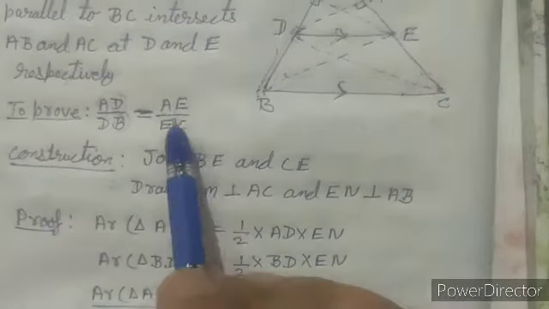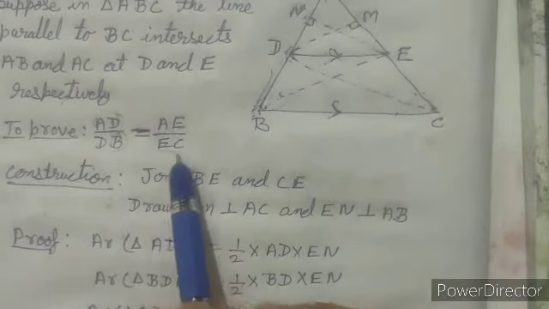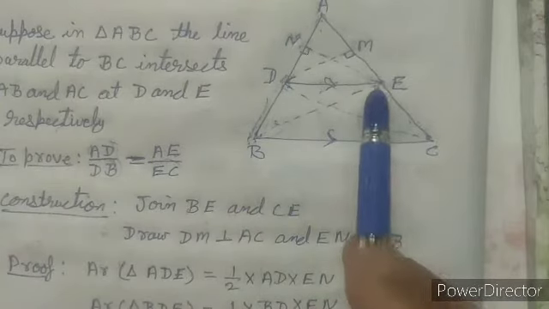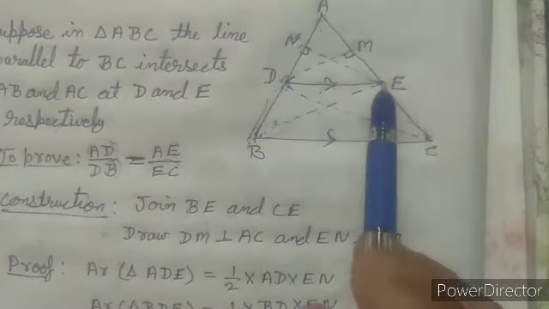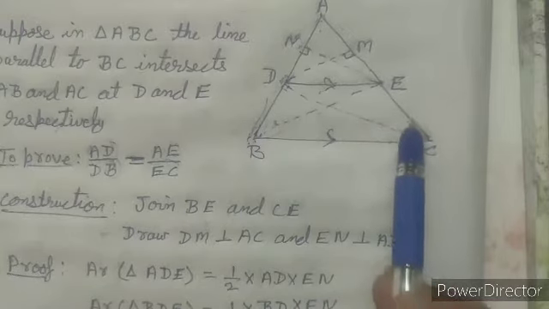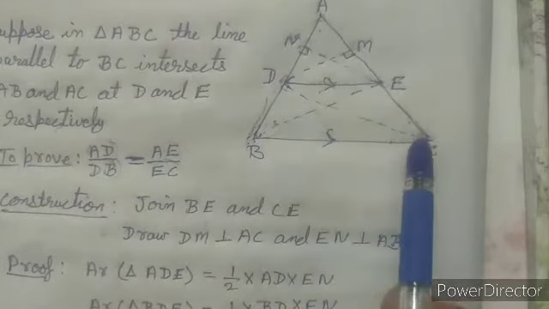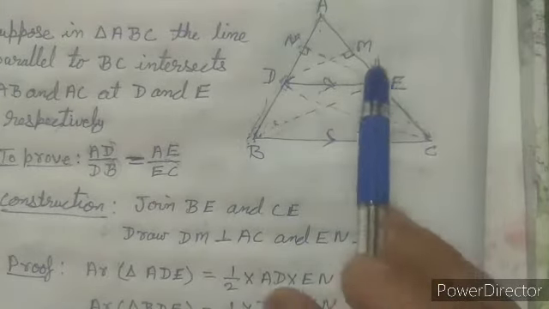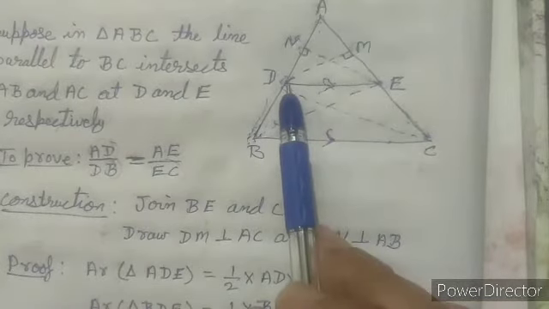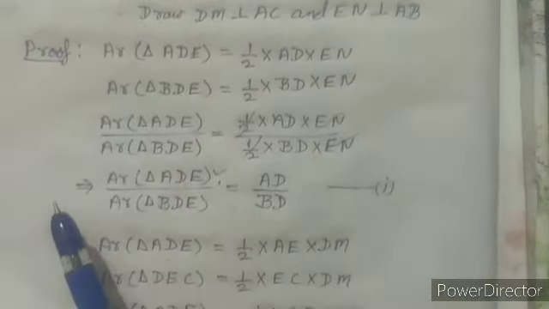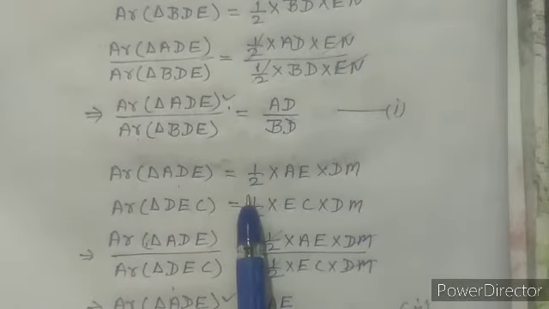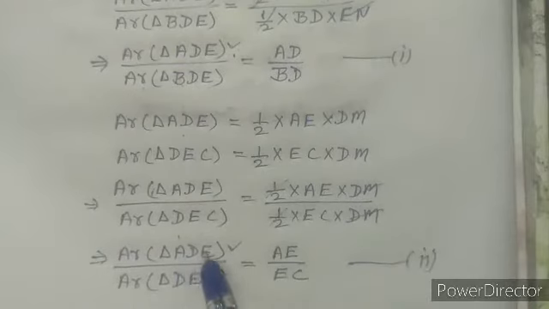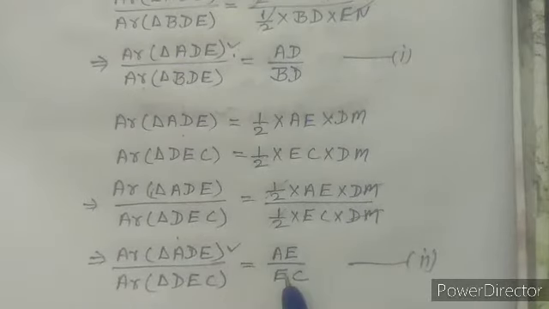Now denominator of the right hand side we need EC. Now if we see, EC is the side of triangle DEC. Now on taking EC as base, the perpendicular will be DM, as CE produced. DM is perpendicular on CE produced from the opposite vertex D, and that will give us area of DEC as half into EC into DM. On taking their ratio, we will get area of ADE upon area of DEC as AE upon EC.